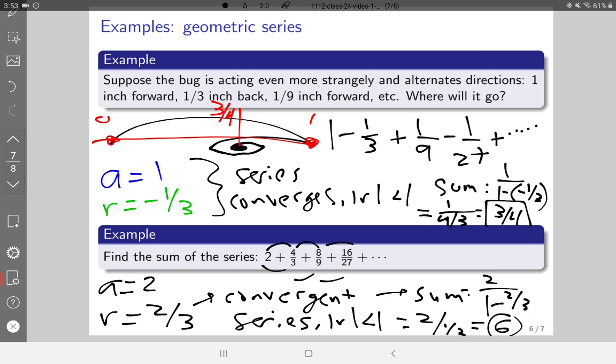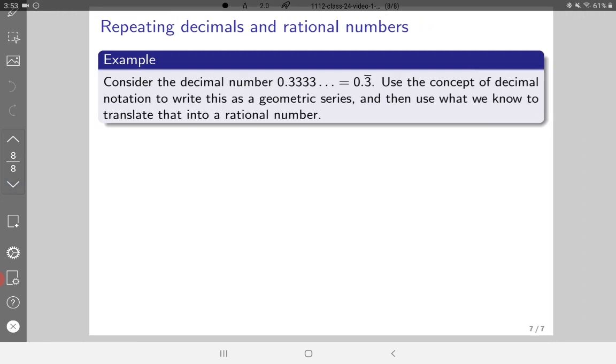Okay, one final example before I let you go, just to show you a quote-unquote application of this notion of geometric series. You can use this to convert back and forth between rational numbers, fractions, and decimal numbers that have an infinite repeating decimal. So I picked, I hope, a really simple example just to demonstrate this concept. Something that you probably already have seen before in your studies. 0.3333 repeating is the same as the rational number 1/3.